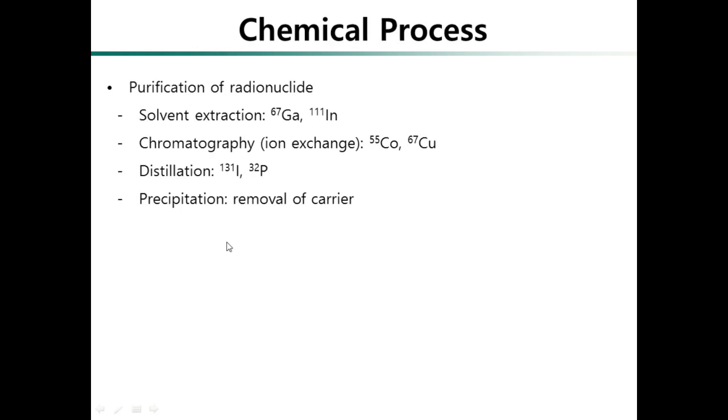But normally, the radioisotope from the reactor has a carrier. So non-radioactive materials can be present inside of the radionuclide. So that's why we have to do a chemical process to purify the radionuclide. Several types of chemical process are done in the production of radionuclide, especially in the reactor.